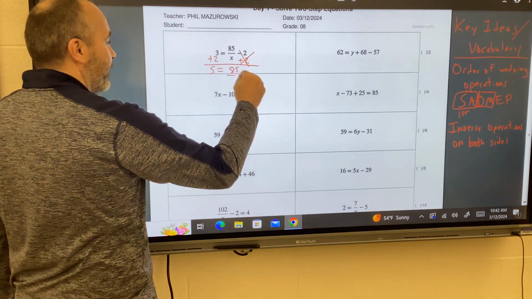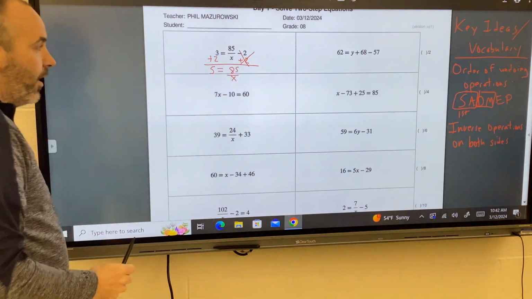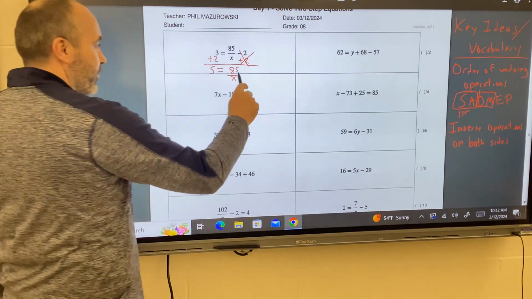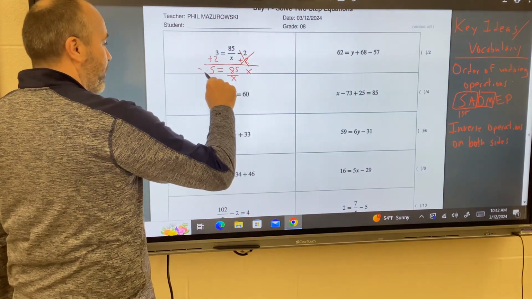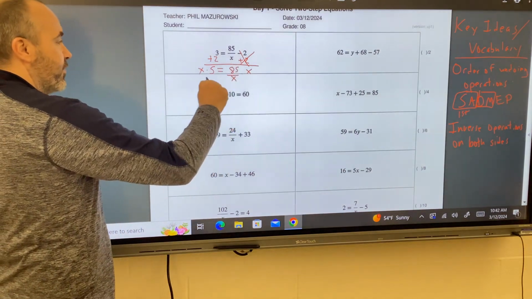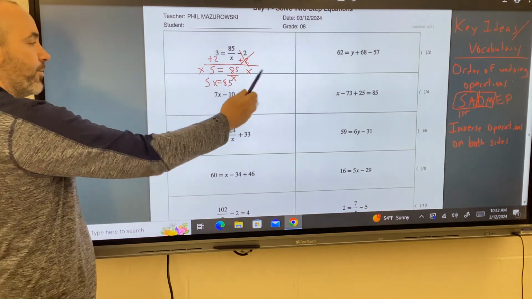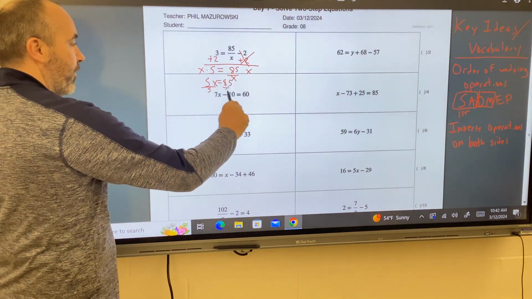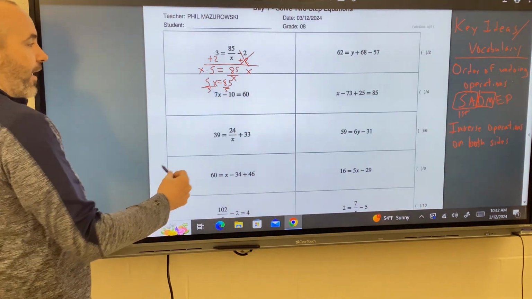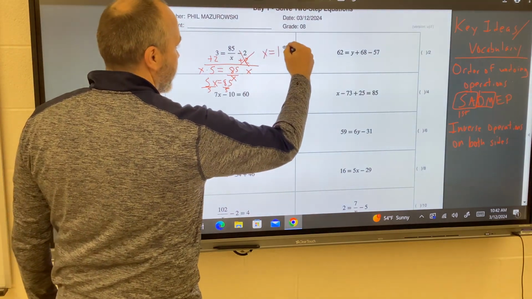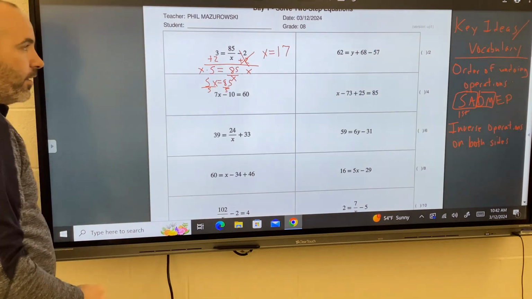And then we have 85 divided by x. So what we can do right now, since x is in the denominator, is multiply. We're undoing division, so we end up with 5x equals 85. And then to undo that, we would divide by 5. So 85 divided by 5, x is going to be 17.